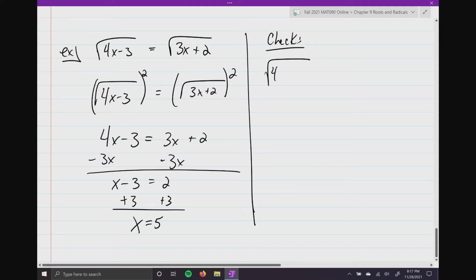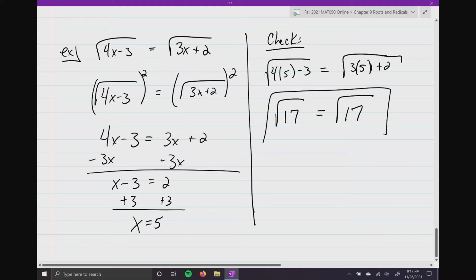So the square root of 4 times 5 minus 3 should equal the square root of 3 times 5 plus 2. Well, 4 times 5 is 20. 20 minus 3 is the square root of 17. 3 times 5 is 15, and 15 plus 2 is also the square root of 17. So, on the left-hand side and the right-hand side, you get the square root of 17. So I know that's a valid answer.